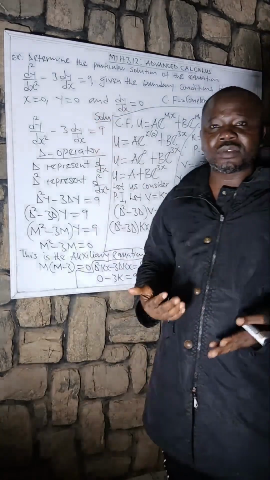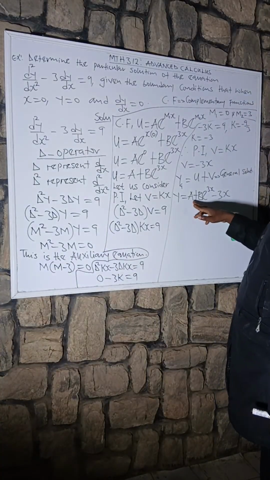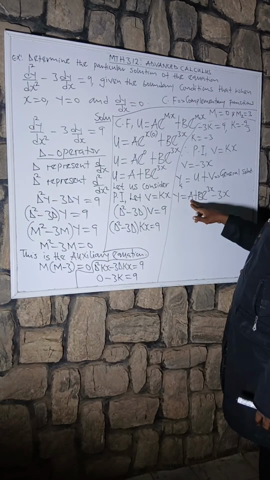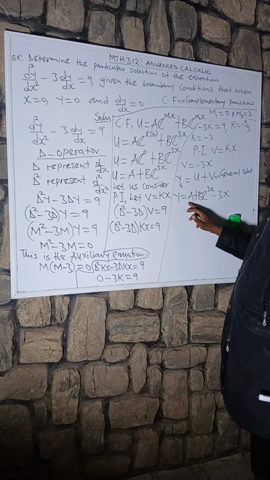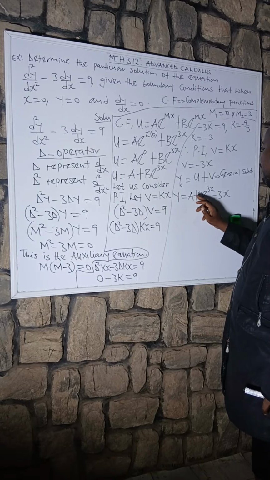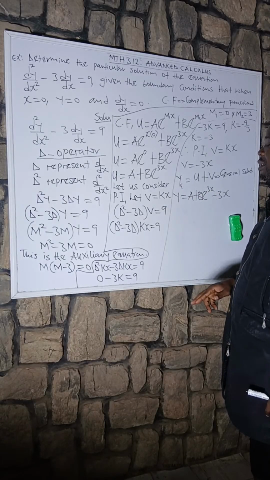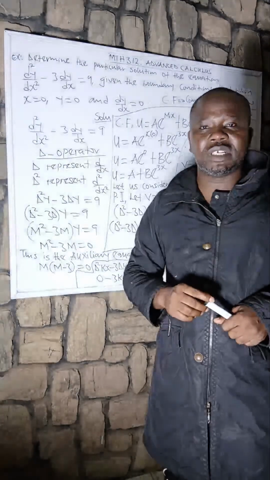The particular solution is where you come back to substitute in for A and B. So any answer you got for A and B, you substitute it back. That is your particular solution. Do you agree with me?